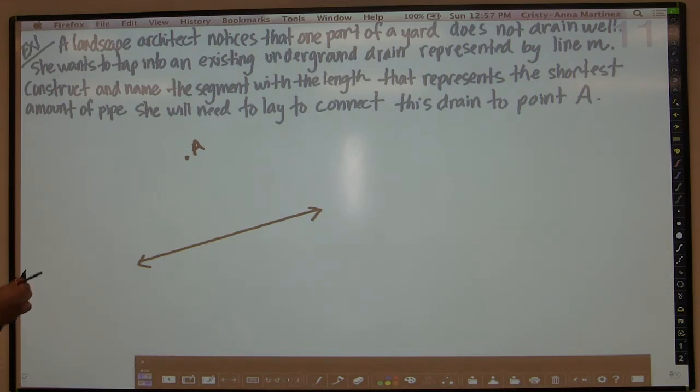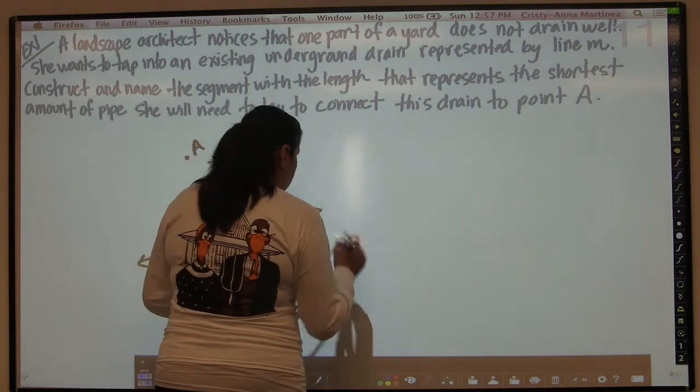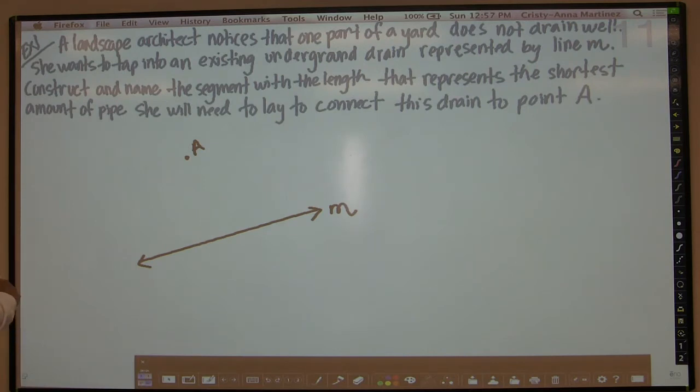Okay, so it says a landscape architect notices that one part of a yard does not drain well. She wants to tap into an existing underground drain represented by line M. So right here we're going to have line M, and that's going to represent our drain pipe. And it says construct and name the segment with the length that represents the shortest amount of pipe she will need to lay to connect this drain to point A.